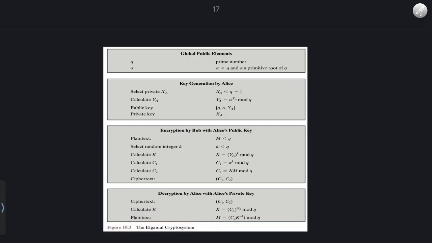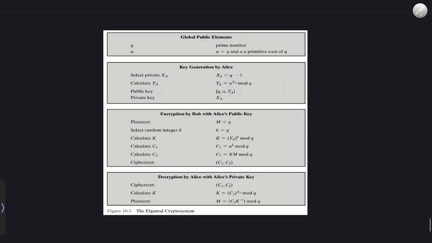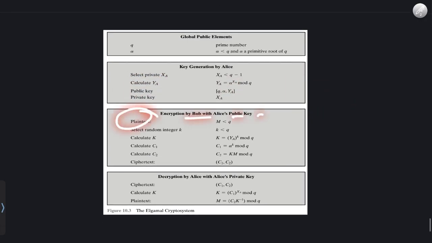Firstly, the globally known elements are the prime number and the alpha value, that is the primitive root. And here key generation is happening. Firstly, Alice will generate the public-private key pair. Alice will choose the private key, which is a random number, and after that she'll calculate the public key, that is YA is equal to alpha XA mod Q, and then the public key and private key pair is depicted here. On the encryption by Bob using Alice's public key, the plain text is there.